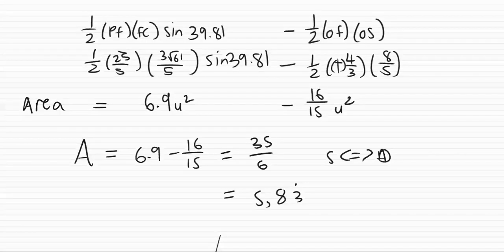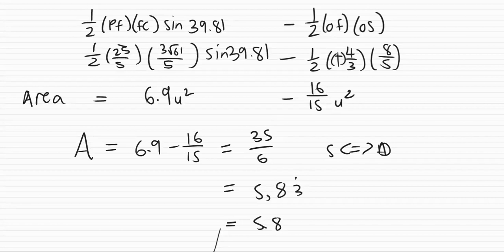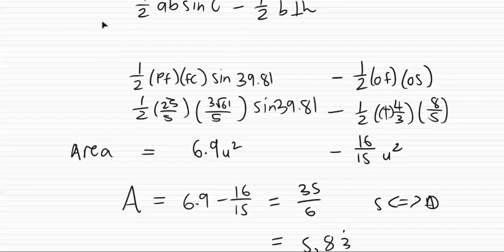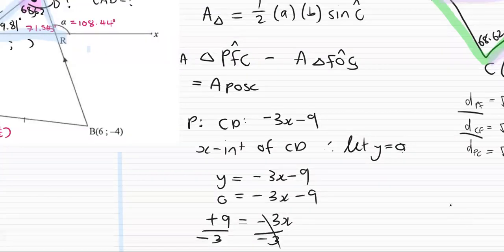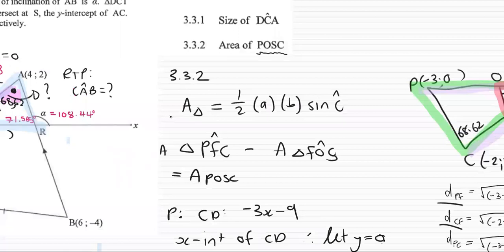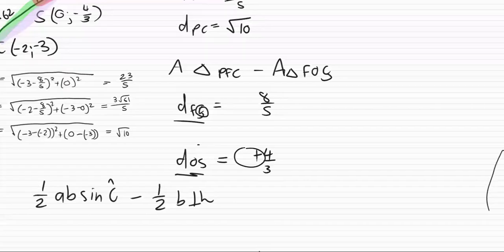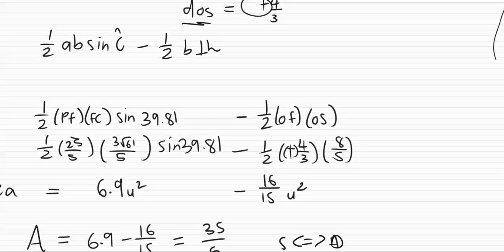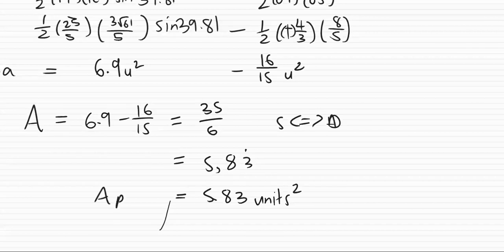So to 2 decimal places, this is 5.83 units squared. And this was the area we were asked for, the area of POSC. That concludes question 3.3.2.